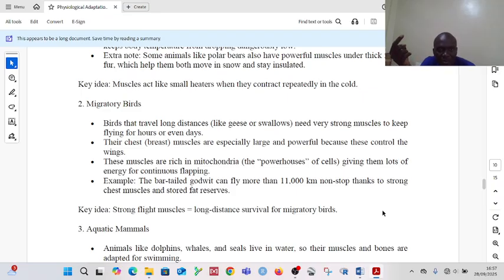Strong breast muscles, large and powerful. Those muscles that are large and powerful are able to control the wings. Then two, these muscles are very rich in mitochondria. Why? So that they can give them a lot of energy for their continuous flapping. Okay? So the key idea for the migratory birds is that they have strong flight muscles. This then enables the long distance survival for the migratory birds. They can fly for days, for many days continuously, because of those strong flight muscles.